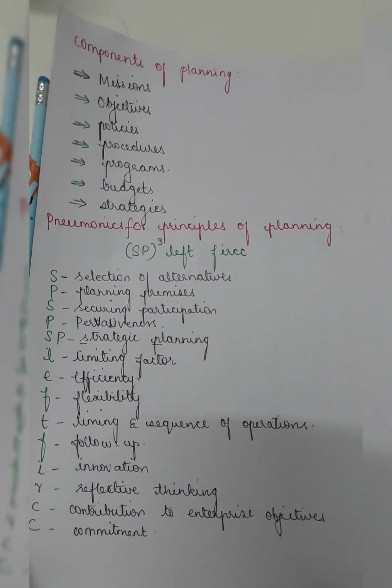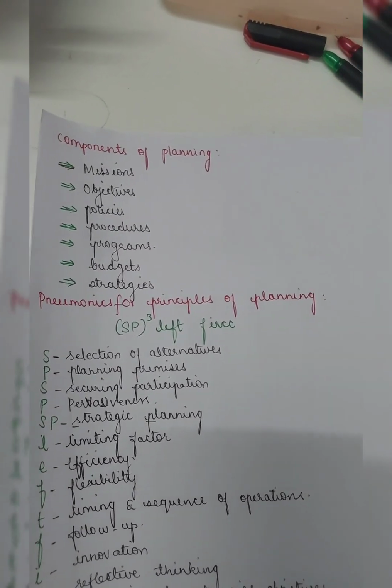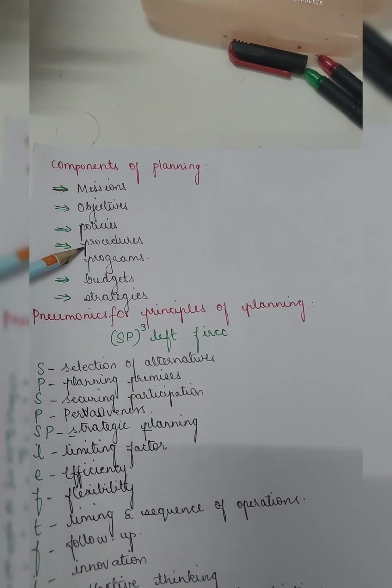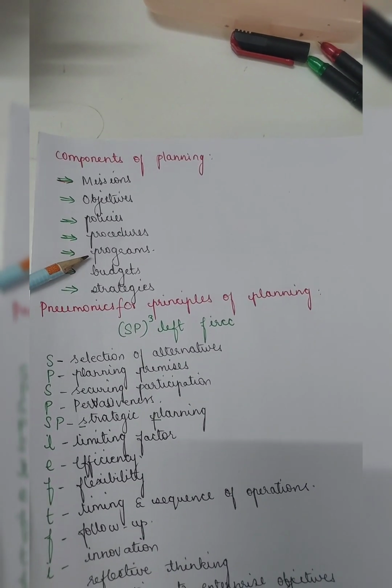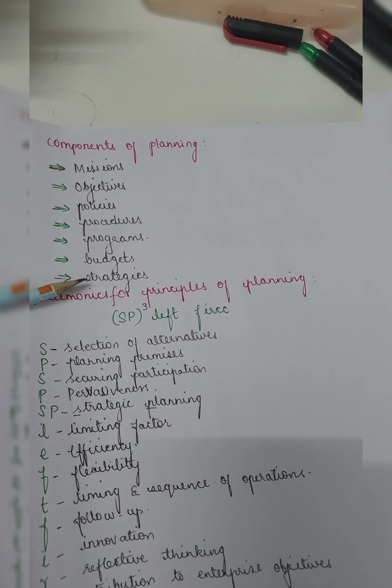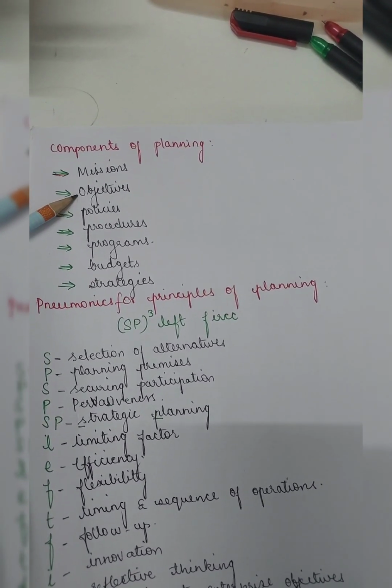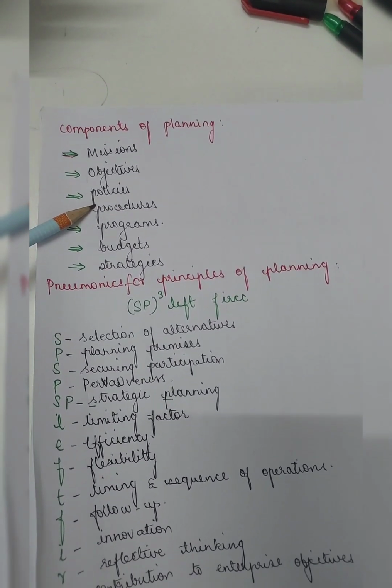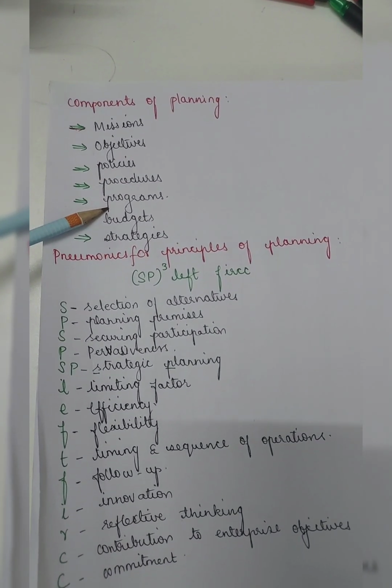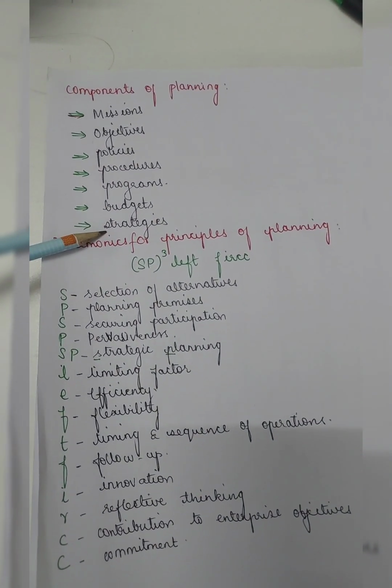For the components of planning, we have missions, objectives, policies, procedures, programs, budgets, and strategies.